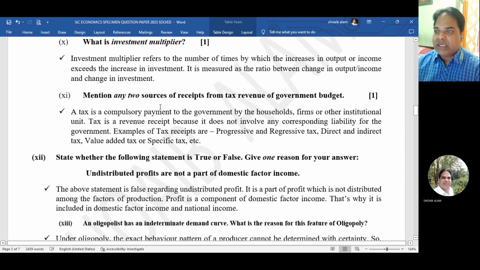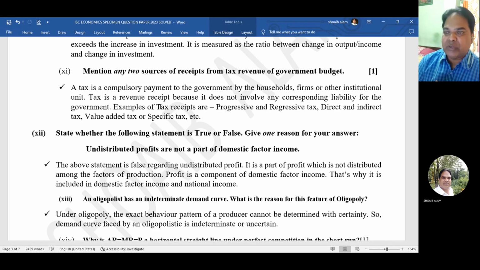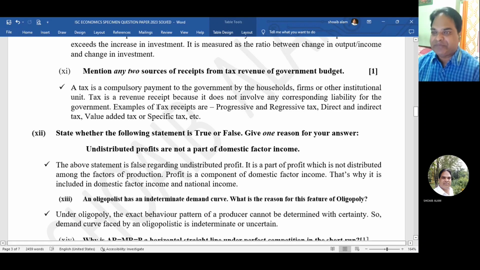Number 11, mention any two sources of receipt from tax revenue of the government budget. Tax is a compulsory payment to the government by households, firms, or other institutional units. Tax is a revenue receipt because it does not involve any corresponding liability for the government. Examples of tax receipts are progressive and regressive tax, direct and indirect tax, value added tax, or specific tax.